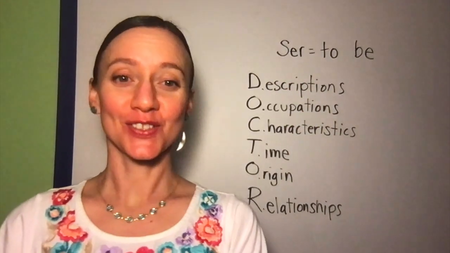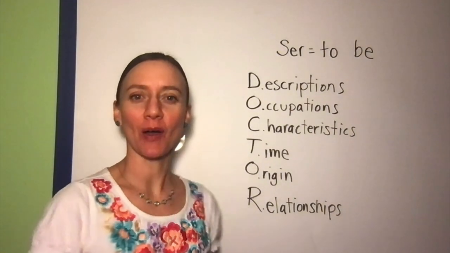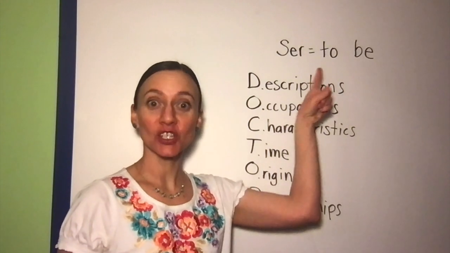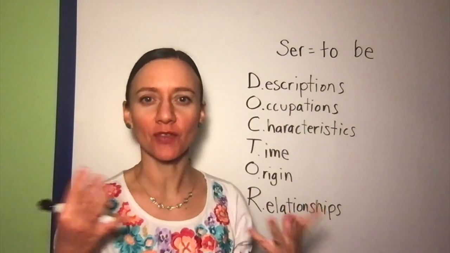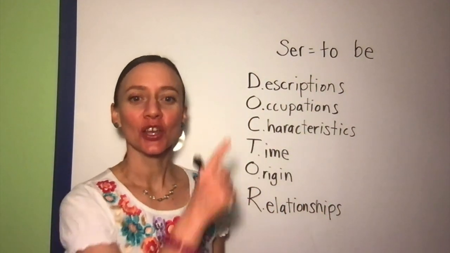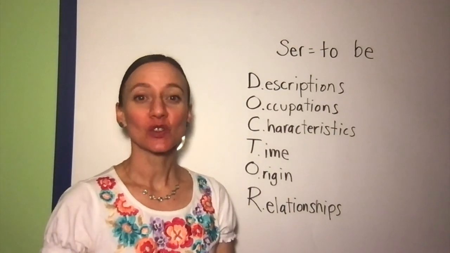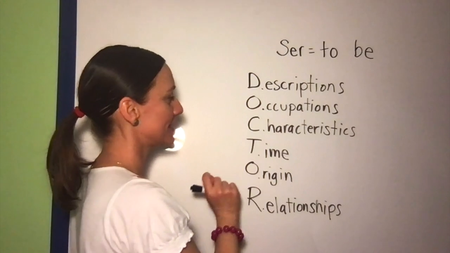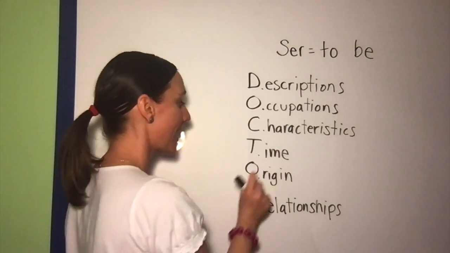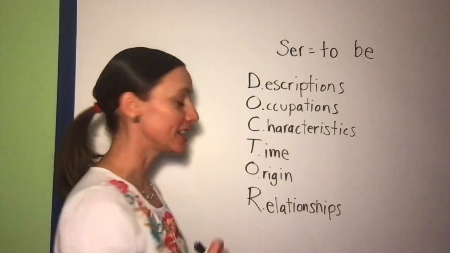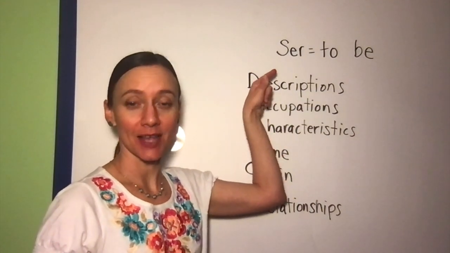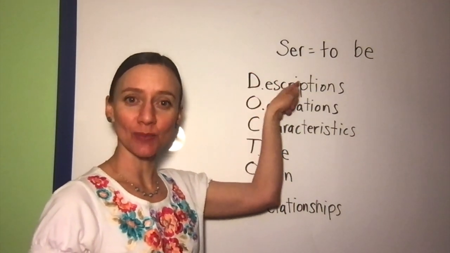Okay, so if you are talking about any of these topics and you want to use the words to be or a version of the word to be in Spanish, you're going to use ser. So if you want to say to be and you're talking about descriptions, occupations, characteristics, time, origin, relationships, you're going to use a version of the verb ser because ser means to be.